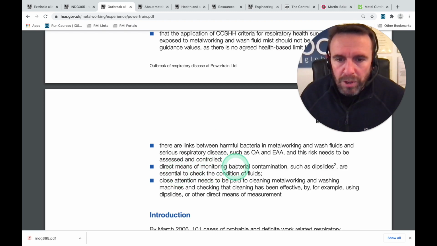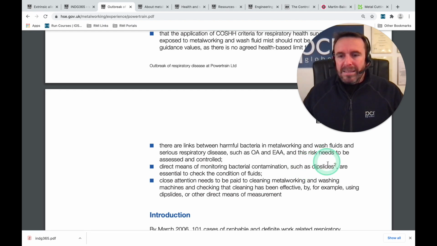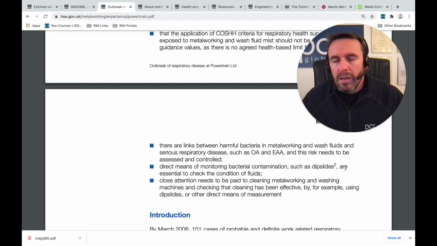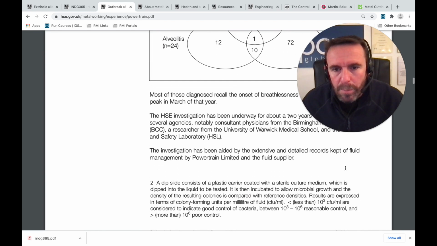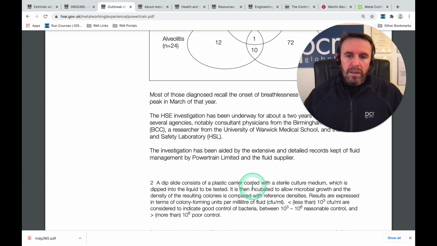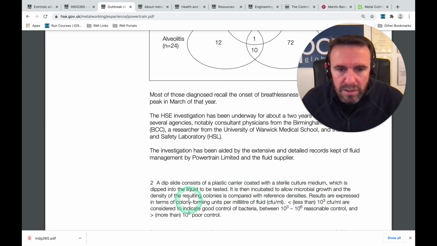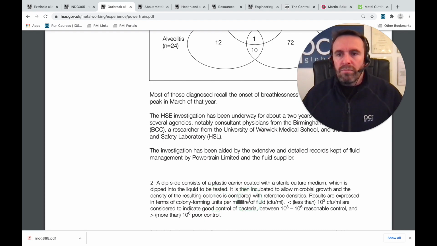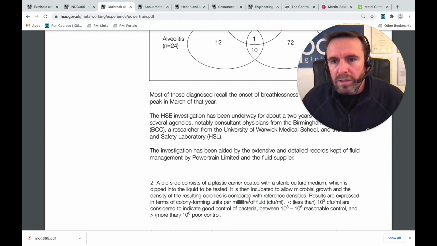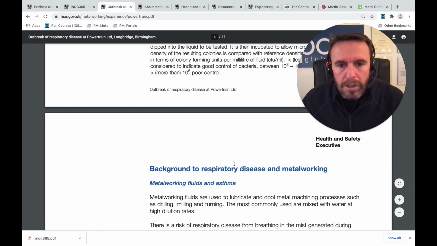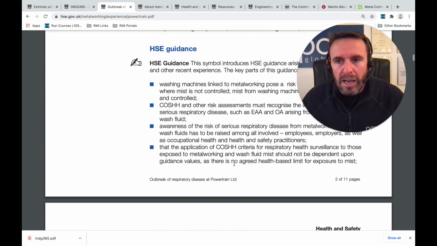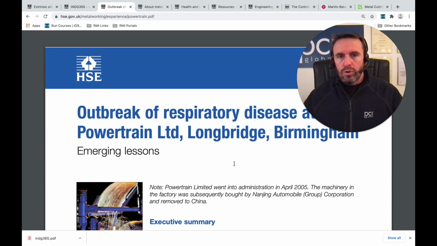Direct means of monitoring bacterial contamination, such as dip slides, are essential. We usually find there is not that much of a robust program in place utilizing dip slides. So a dip slide consists of a plastic carrier coated with a sterile culture medium, which is dipped into the liquid to be tested, is then incubated to allow microbial growth, and the density of the resulting colonies is compared to reference densities. We will have a look at that further in as we go through the session. So really worth having a look at that document and that case study, Powertrain.